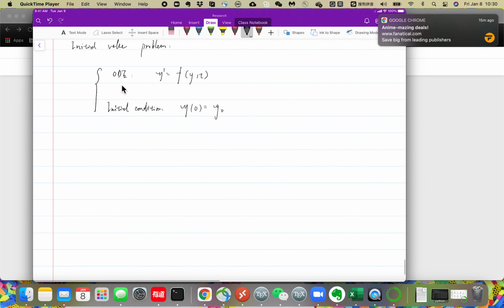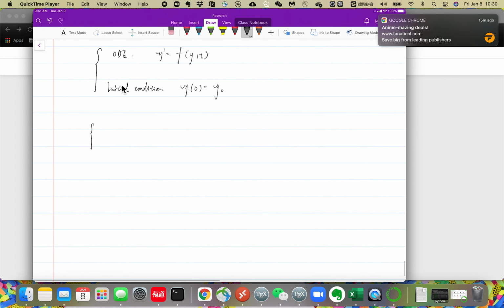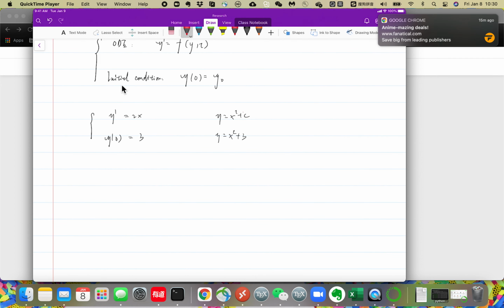The idea is quite simple. It's as simple as the antiderivative problems you saw before. It's like y prime equals 2x. With that information, you only know y equals x squared plus c. But then if you give one more piece of information, that is y0 equals 3, then automatically you know y equals x squared plus 3. So how do you use this 3? You basically use it to figure out what this c is. For differential equations, it's the same idea.